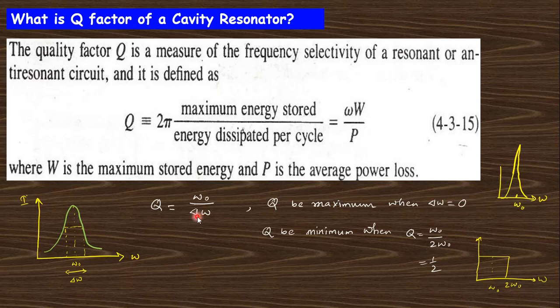Q is maximum when delta omega is 0. If this is 0, Q will be infinity. There is a sharp change; delta omega being 0 means the response will be very sharp. When delta omega is 2 omega 0, Q will be half, and this is the minimum value of the quality factor. So the maximum value of the quality factor tends to infinity and the minimum value tends to half, right? Q tends to half.